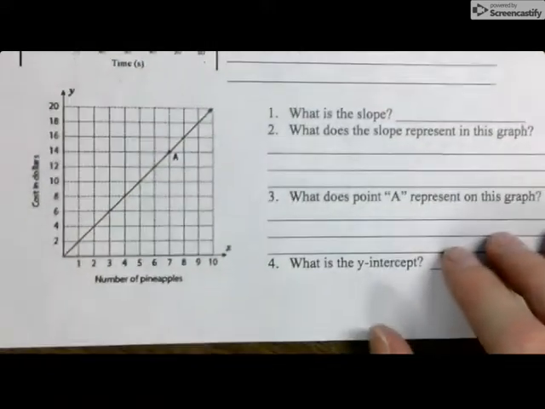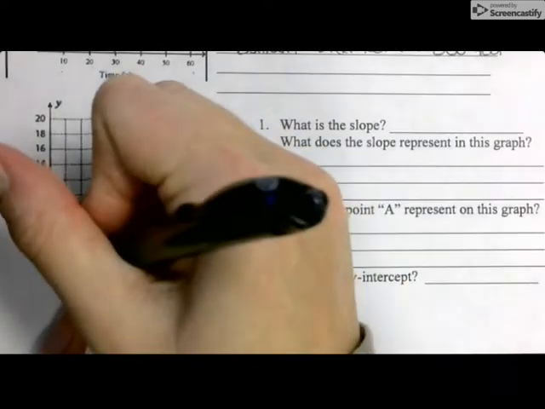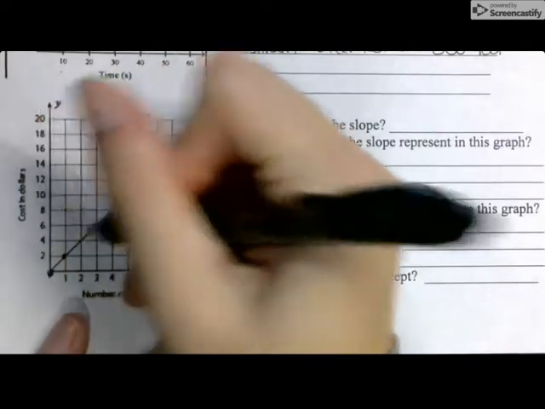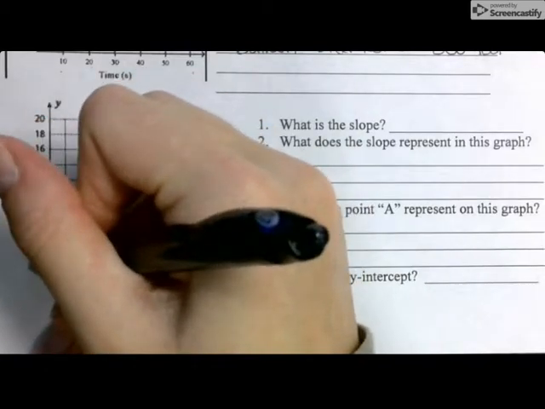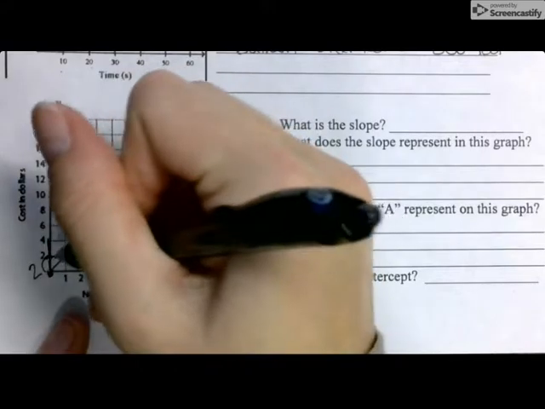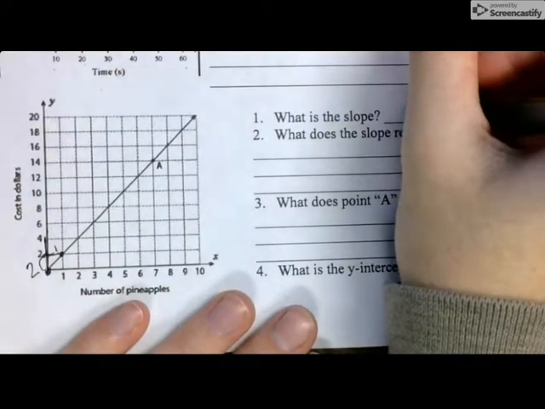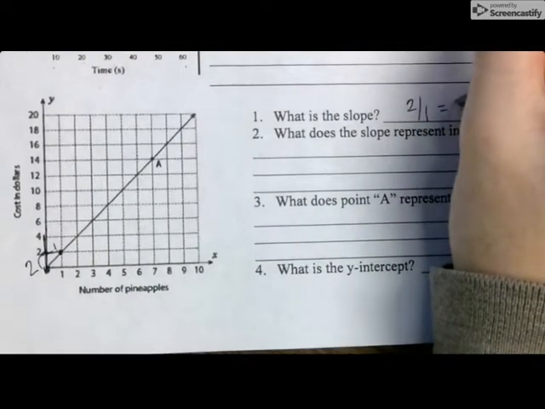Okay, so now looking at the next one, let's find the slope. Ooh, this one's nice and easy. Each one is a thing. Okay, so it goes up 1, which is actually 2, and it runs 1. So our slope is 2 over 1, or 2, right?